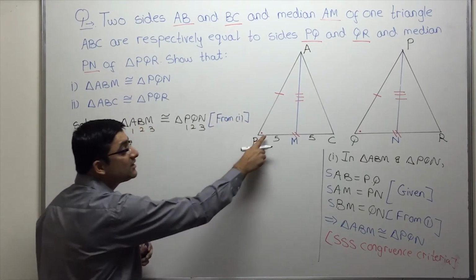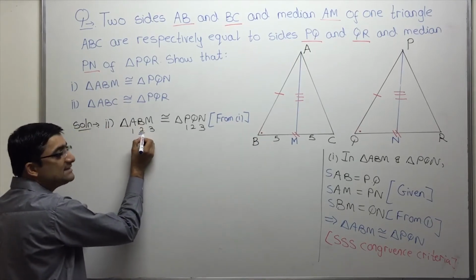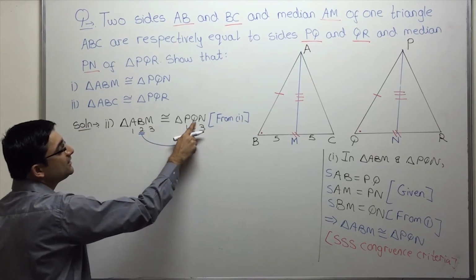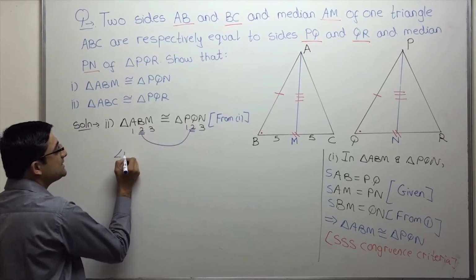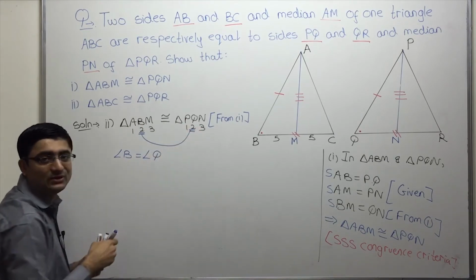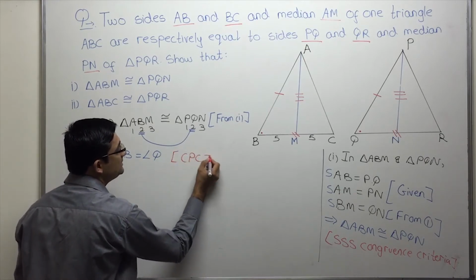Now I want the angle corresponding to B. So look for B in the congruent statement. B is over here. B is the second letter. So second letter corresponds to second letter. What is the second letter here? Q. So angle B corresponds to the second letter here, that is Q. Angle Q. So we have angle B is equal to angle Q. What is the reason? CPCT.